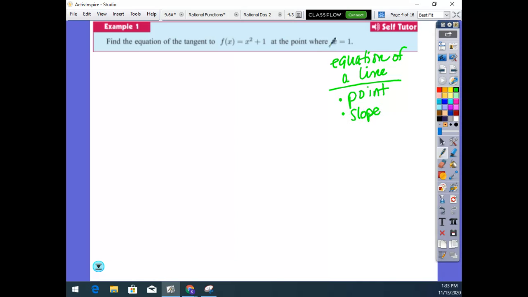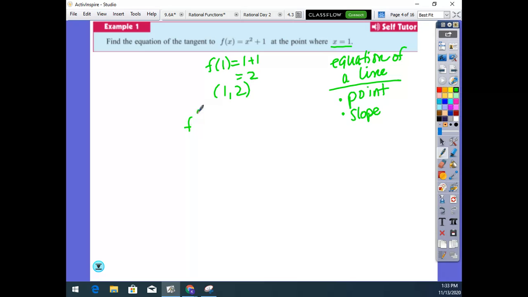So if we want to find the point when x is 1, we just have to plug it in. If I plug 1 in for f, I get 1 squared, which is 1, plus 1. So when x is 1, y is 2. That's the point we're going to use.